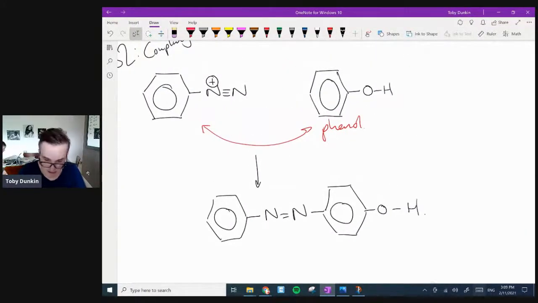The thing to pick up on is that with phenol, the phenol group is attached to this carbon here, and the coupling will go on the opposite side.